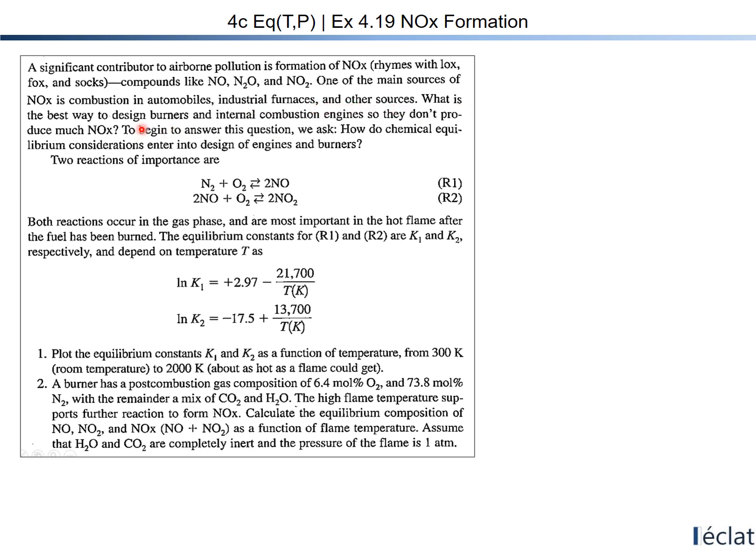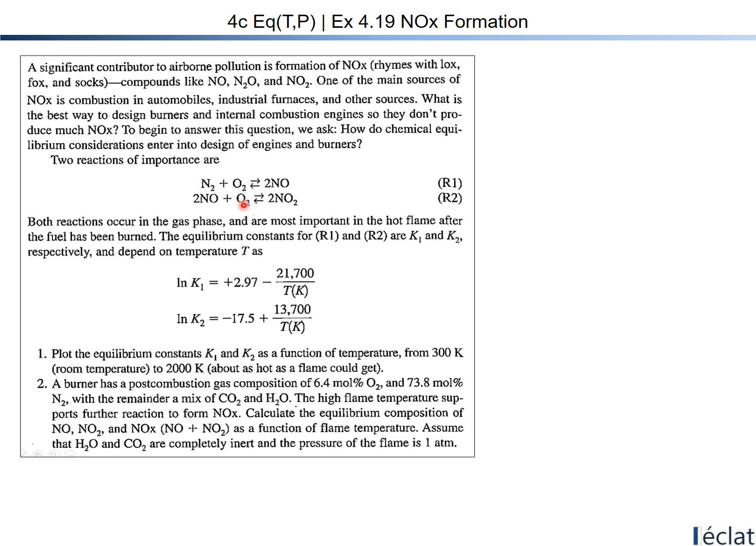What is the best way to design burners and internal combustion engines so they don't produce much NOx? To begin to answer this question, we ask, how do chemical equilibrium considerations enter into the design of engines and burners? Two reactions of importance are NO formation and NO2 formation. This NO2 comes from the NO. Again, N2 plus O2 goes to 2NO, and this 2NO goes to 2NO2 with additional oxygen.